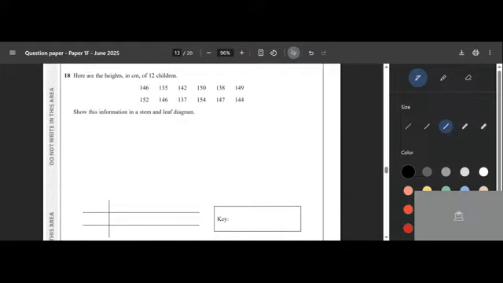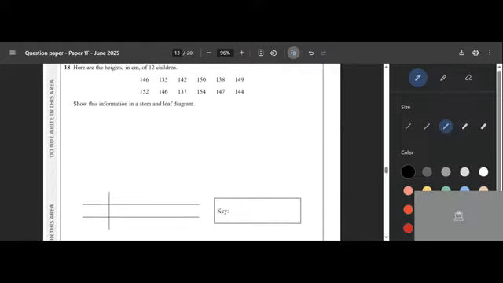So let us see. Here are heights in centimeter of 12 children. Then show the information on a stem leaf diagram. So how do we show information on a stem leaf diagram? We have to look at the values. All of them are starting with 1, no problem. Then the second digits differ because this one has got 4, you have 3, you have 4, 5. So they are all going with 4, 3, 5. So we can say 1, 3, 1, 4, and 1, 5.